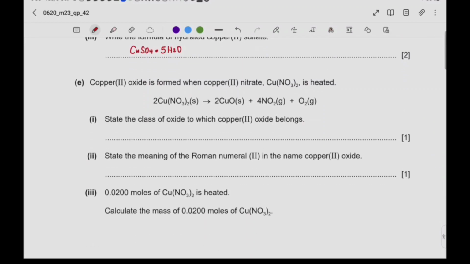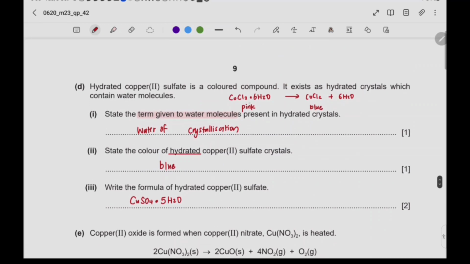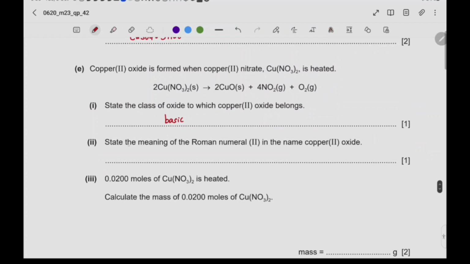Oxide of copper, copper oxide actually, if you know, is basic. And how I know is that you have to remember the Roman number 2. Always remember whenever you see a Roman number, like copper(II) sulfate or cobalt(II) chloride, they like to write this way. It means the oxidation number is positive.